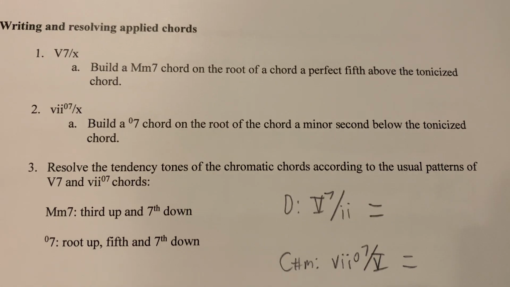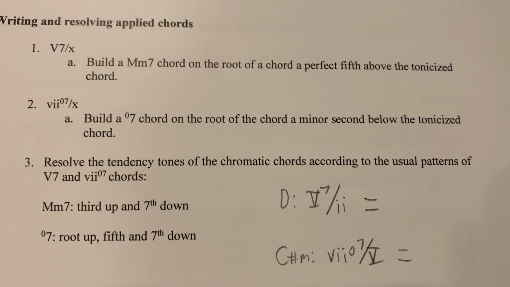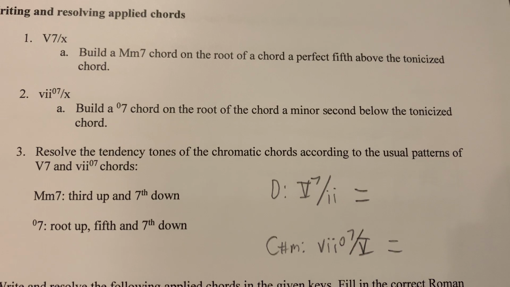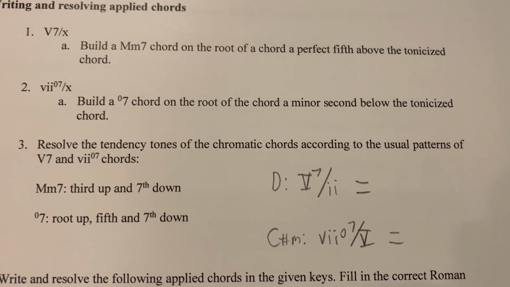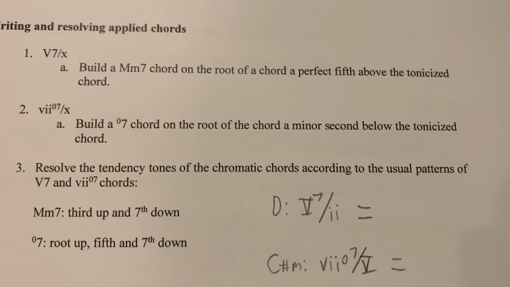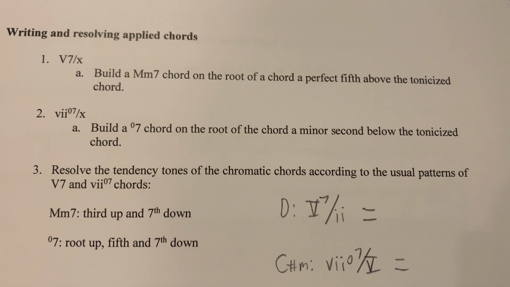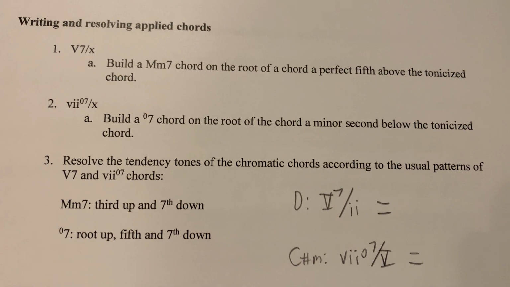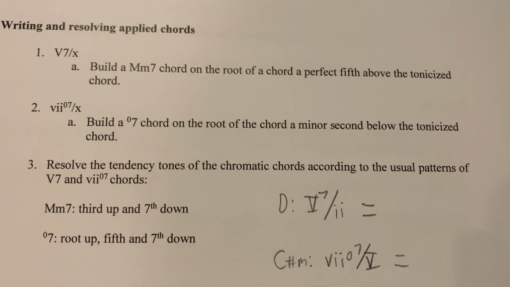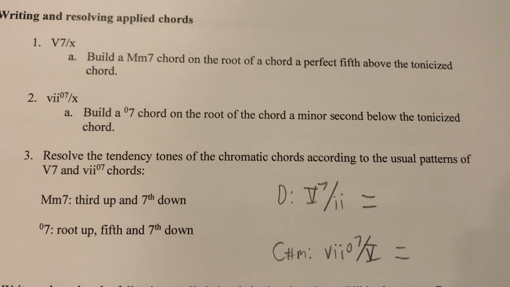So if you're asked to write a 5, 7 of X, you're going to build a major minor 7th chord on the root of a chord a perfect 5th above the tonicized chord. All right, that's a lot to take in. Let me read it again. You will build a major minor 7th chord. That's because 5, 7 is normally major minor 7th. But you will build it on the root of a chord a perfect 5th above the tonicized chord.